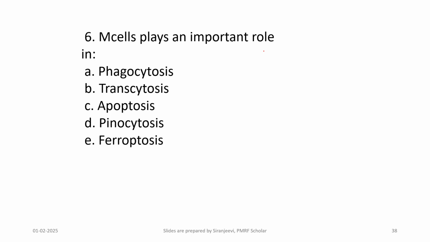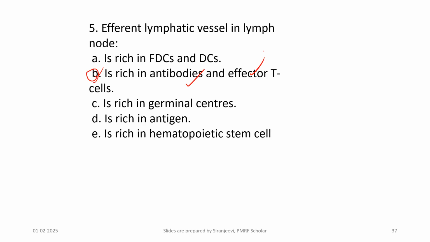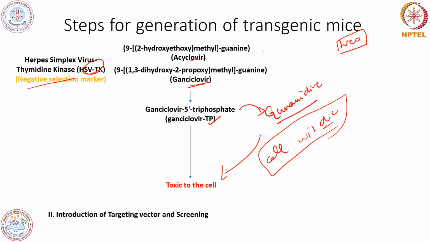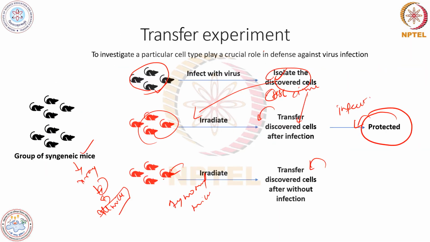Phagocytosis, transcytosis, apoptosis, pinocytosis, and ferroptosis. Which one? Phagocytosis, M cells. B, sir. Which option is correct? We have seen the M cells. I will show you. B, sir. What is B? Transcytosis is correct then?